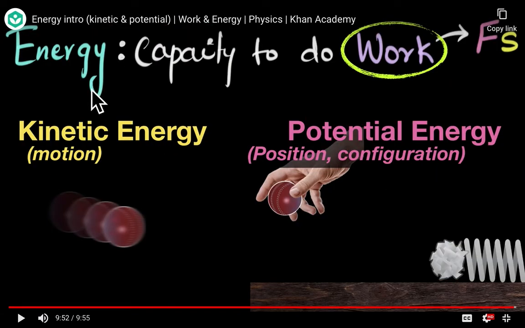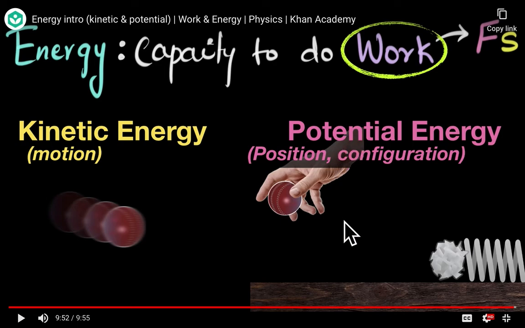We have learnt energy is the capacity to do work, that is F into S. So we are going to study two forms of energy, that is kinetic energy and potential energy. Kinetic energy is due to the motion of the object. If an object is moving fast, then it has more energy. If an object is moving slow, it has less energy.